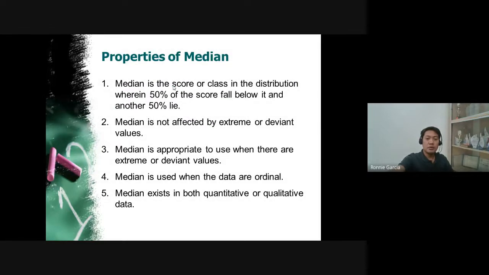So right now, we're going to compare the differences in characteristics. Earlier we discussed the mean, and now the median. Kindly read the first property.